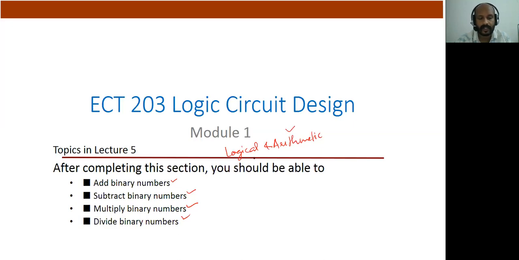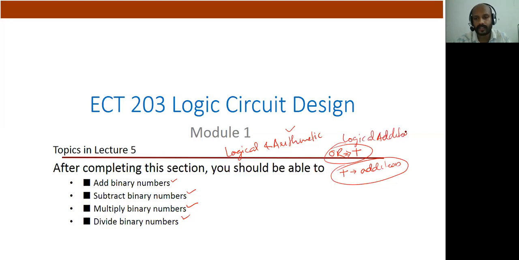So don't get confused with the plus symbol. In logical operation, the OR operation is indicated by the plus sign. But in arithmetic operation, the plus sign is used for the normal addition operation. So don't get confused between the logical OR operation and binary addition. The OR operation is also called logical addition when you discuss logic gates, but here it is different. This is binary addition.